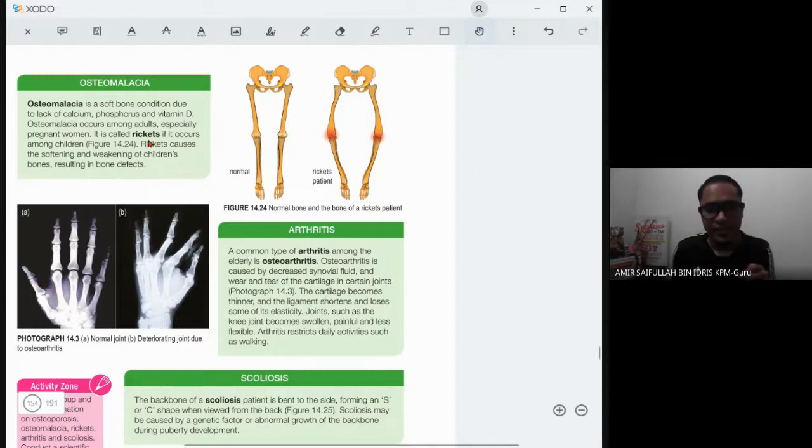And this disease is called rickets if it occurs in children. So children, if they have bent legs, we call it rickets. If adult, we call it osteomalacia. Okay, for adults it is osteomalacia, for children it is rickets. Rickets causes the softening and weakening of the children's bone and causes them to be unable to stand properly. So their legs will become bent.